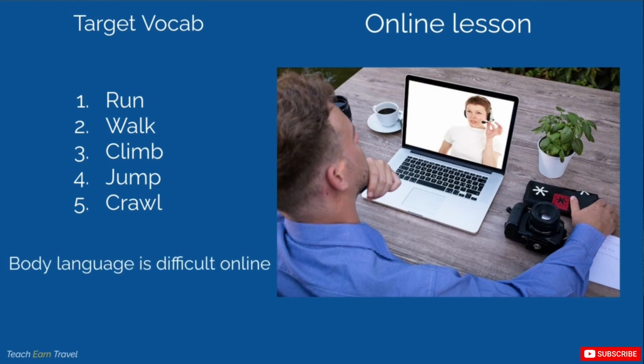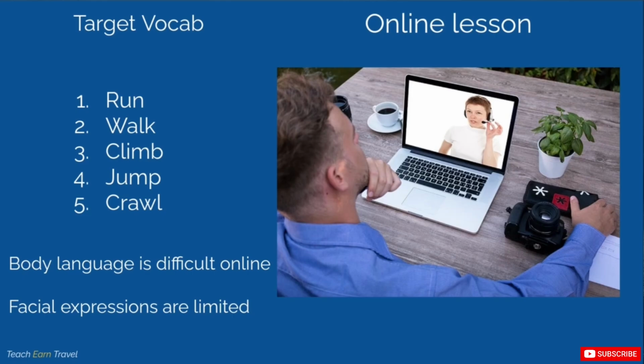Because body language is difficult online. If you stand up and start using your body to show these actions in an online setting, it might look a bit strange to the student. They might not be able to see you from head to toe to see what you're doing. You're left really after that with facial expressions, and it would be very difficult to show crawl with your face or climb with your face. Some things, if you're doing emotions, you might be able to use facial expressions, but even then it's quite challenging.